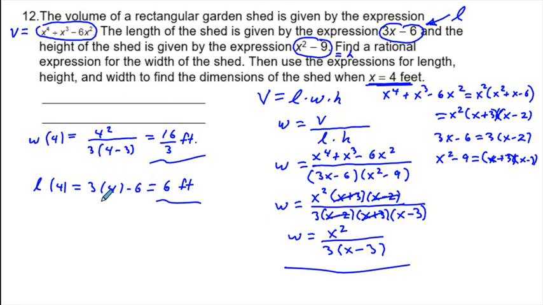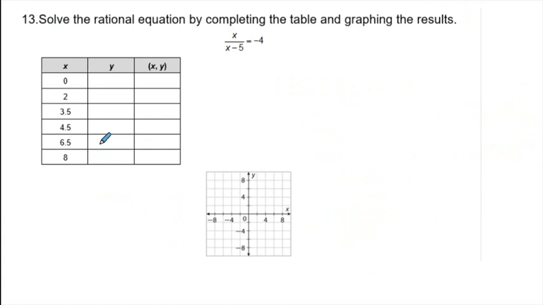And our height, height at 4 is going to be equal to 4 squared minus 9, which is 16 minus 9 is 7 feet. Okay, so that'll be our answer to number 12.